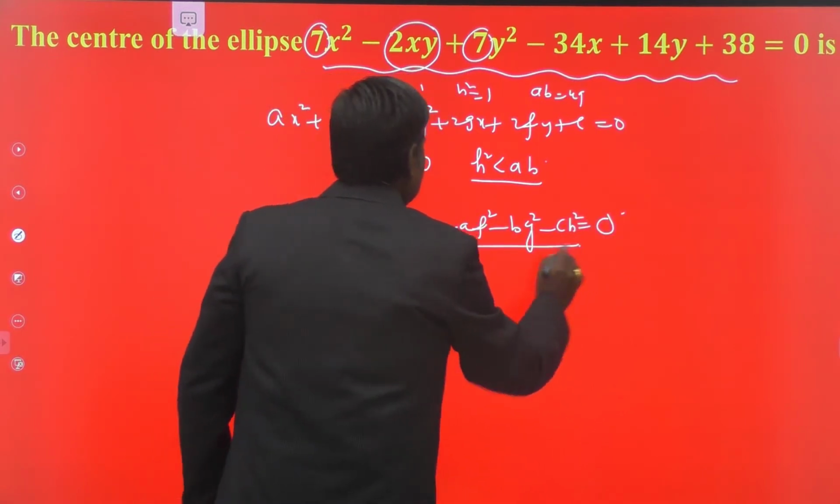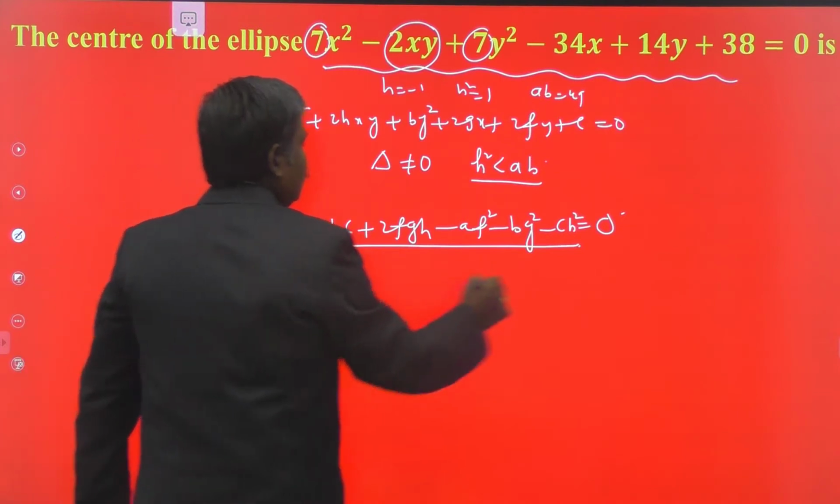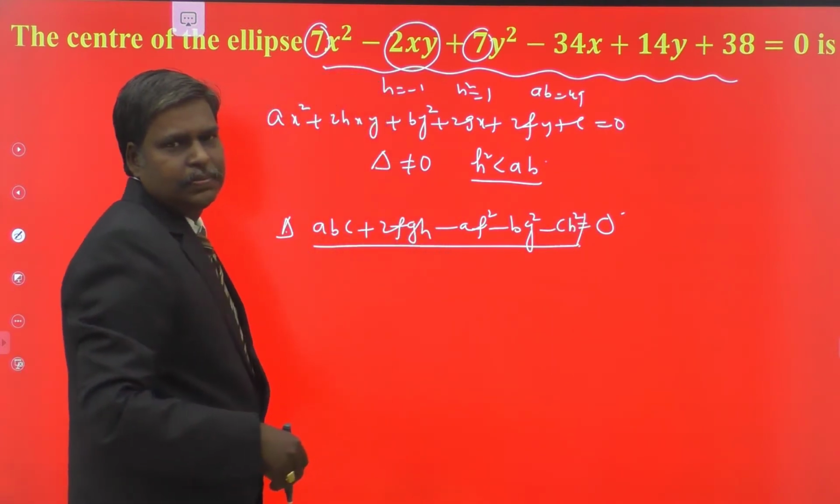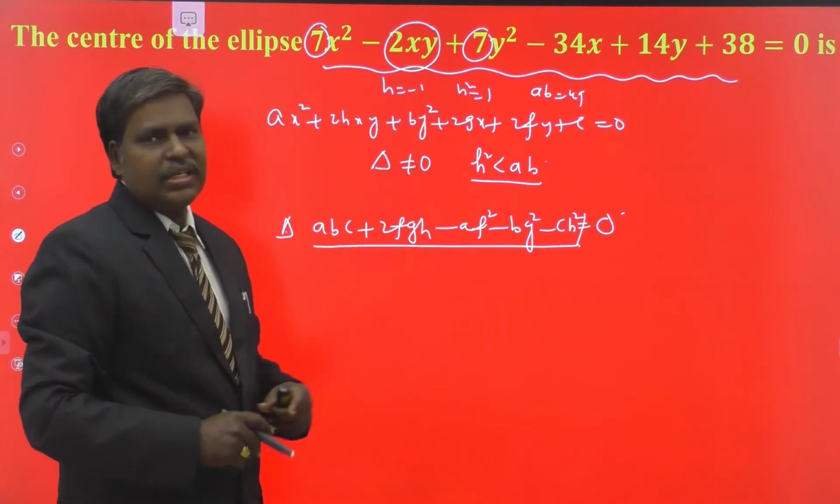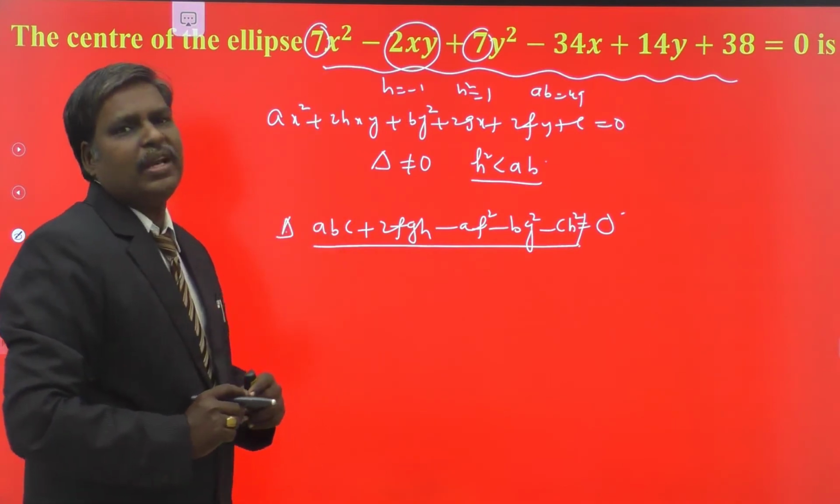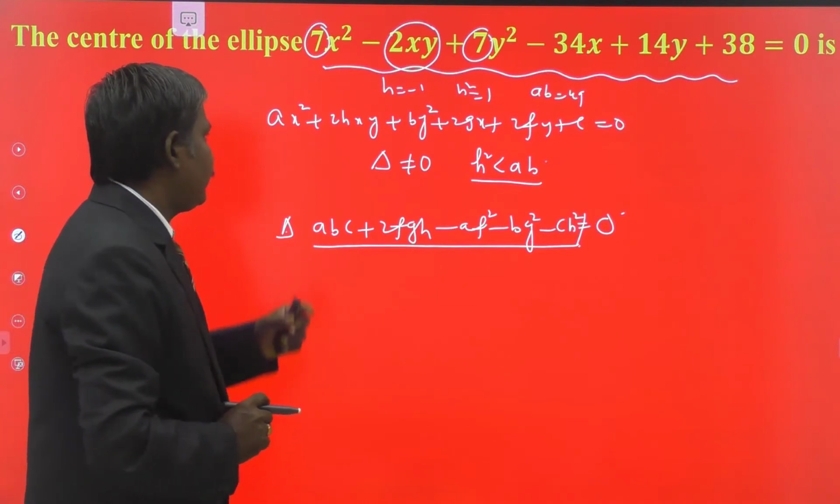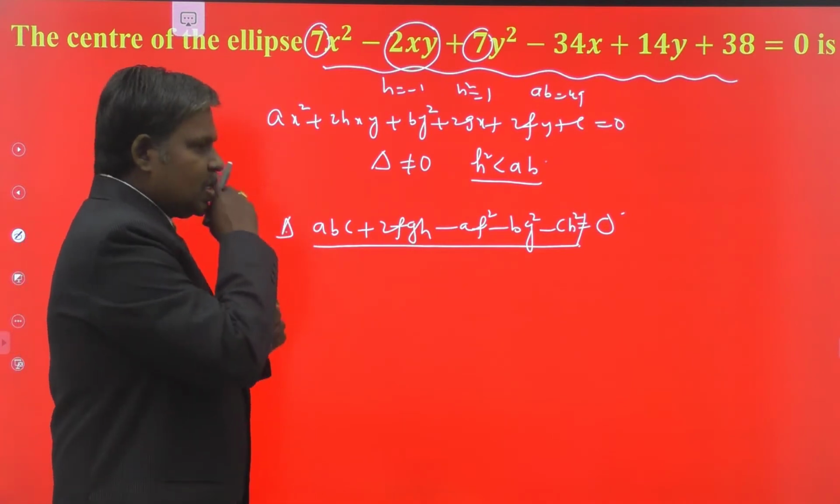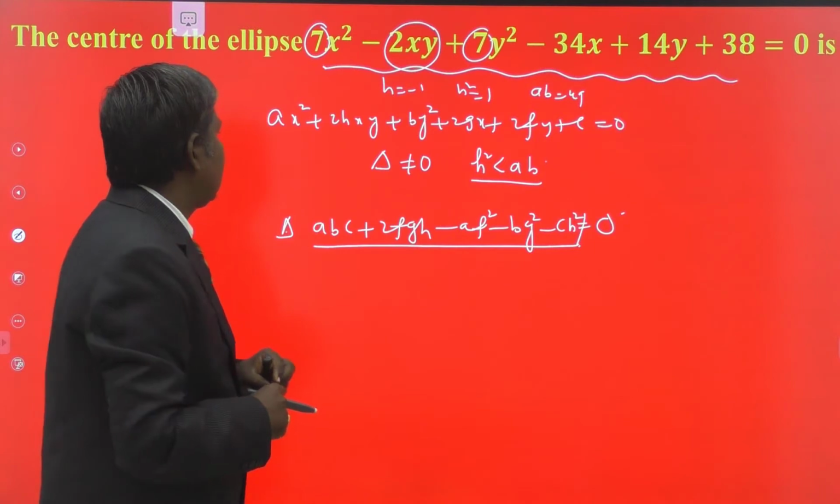You can find this delta value. That constant should be not equal to 0. So at that time, that represents an ellipse. If delta is equal to 0, that represents a pair of lines. Understand? All of you know this from your first year syllabus. This is your ellipse. You have to find out the center of the ellipse.